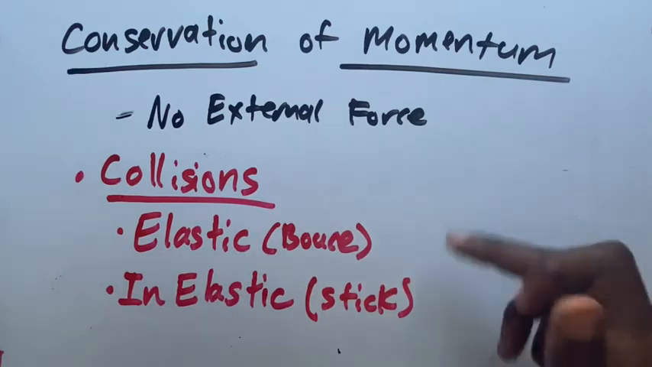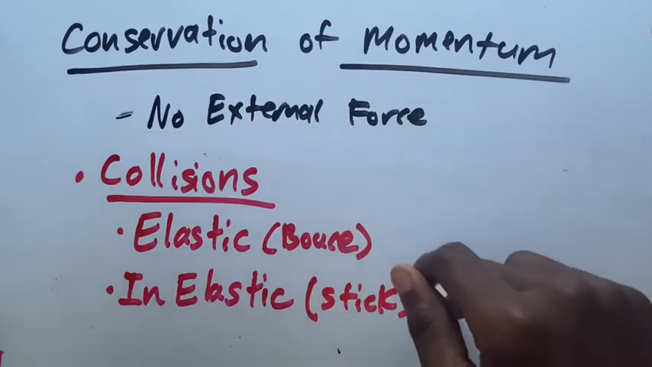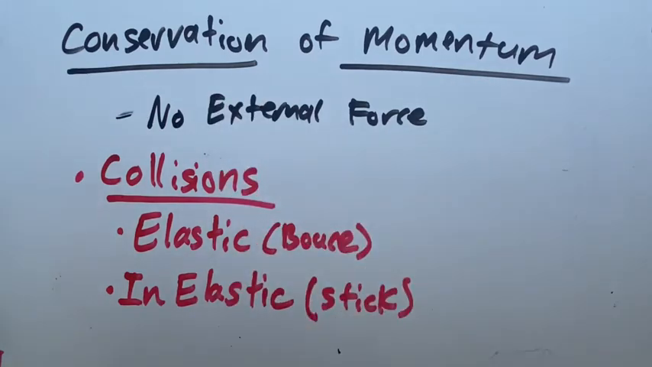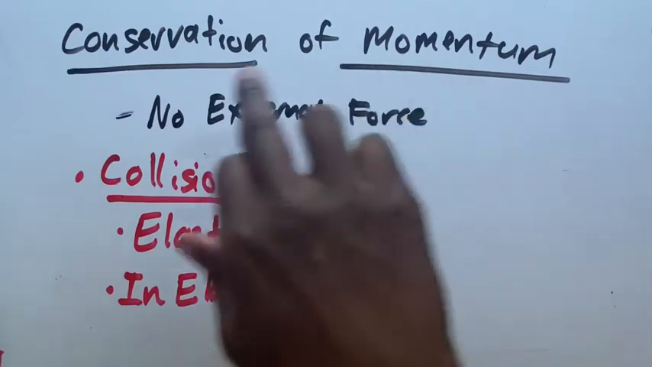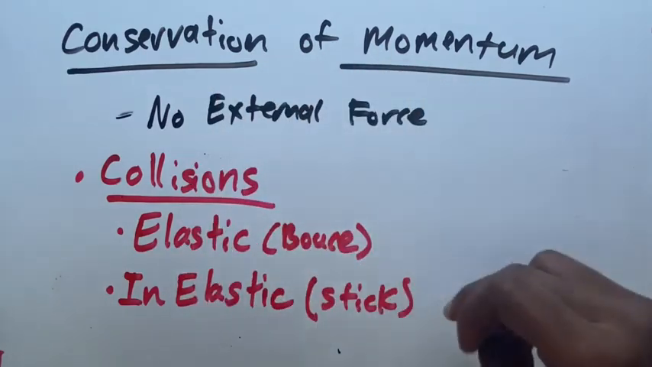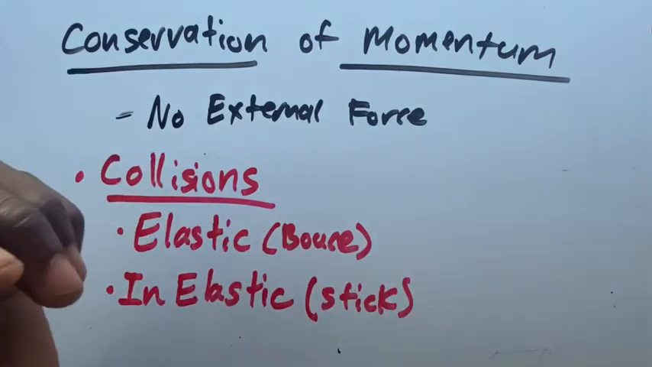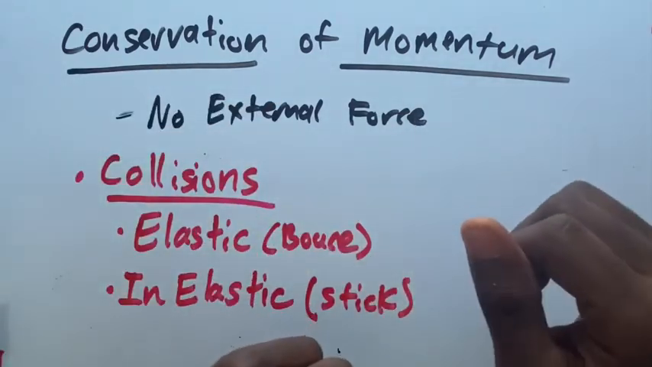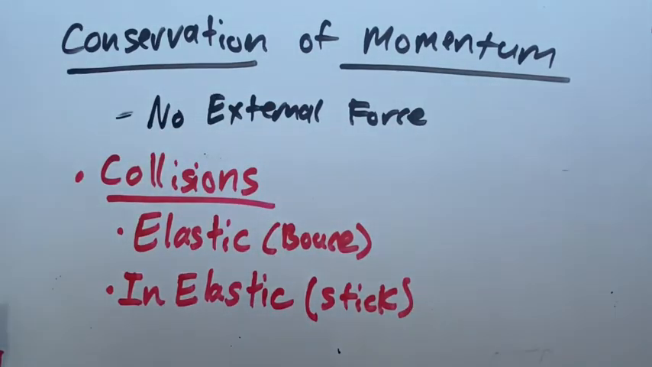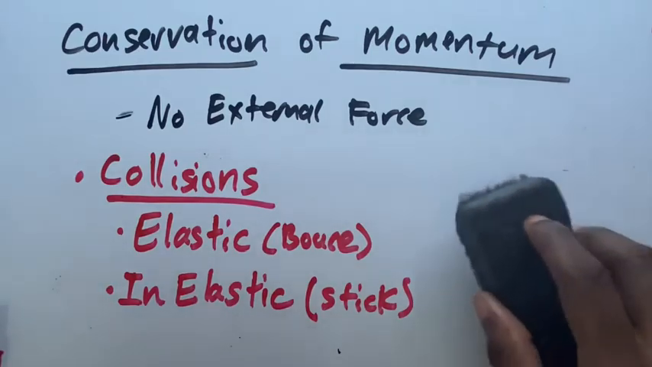Well, for both of these cases, the momentum is conserved. And so knowing that the momentum is conserved for both of these cases, we can basically deduce a few things about the scenario. So let me give you a scenario of an elastic collision.